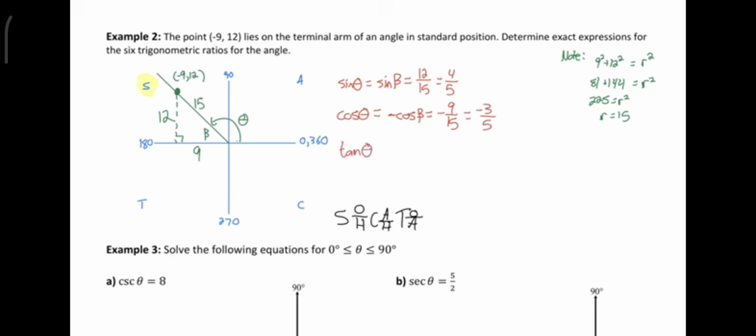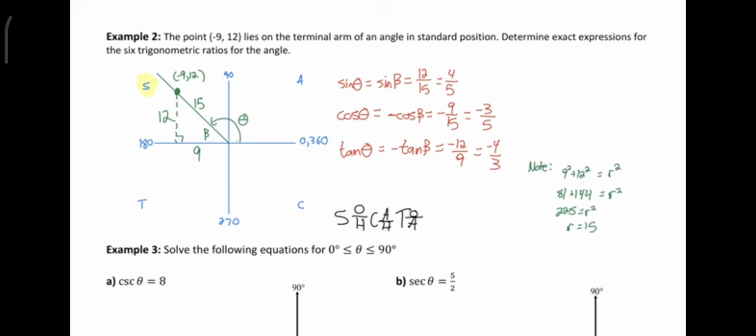Tan of theta is equal to negative tan of the reference angle. And remember, tan is opposite over adjacent, so tan of theta would be negative 12 over 9. And once again, that reduces to negative 4 over 3. So there are the 3 primary trig ratios. The question wants all 6 ratios, so we now need the reciprocal ratios. Let me move this Pythagorean theorem note out of the way, and let's get the 3 reciprocal trig ratios.